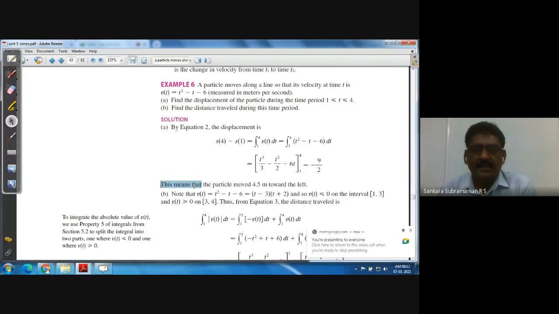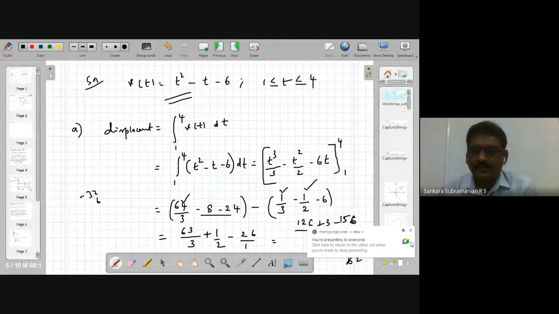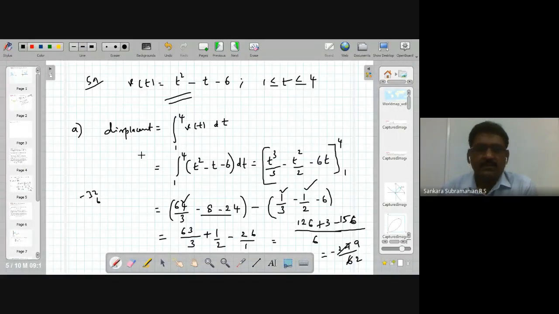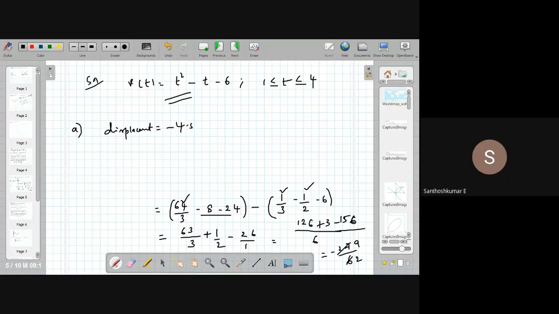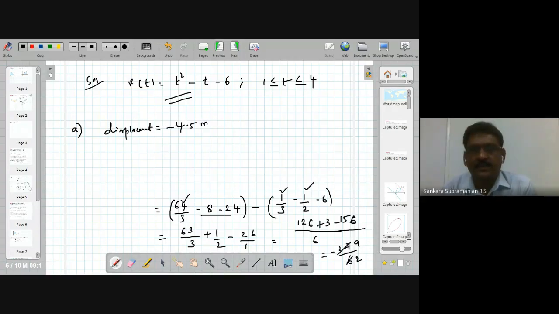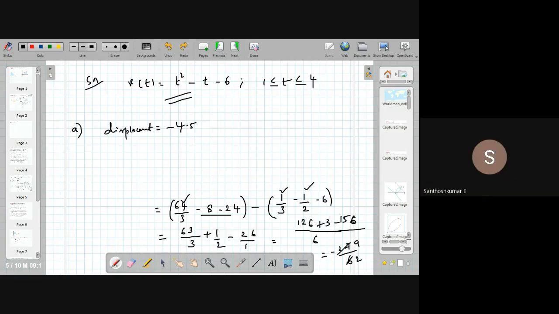This means that the particle moves 4.5 meters towards the left side. Right? Okay. So displacement is equal to minus 4.5 meters. Please note down the units. Only meter.